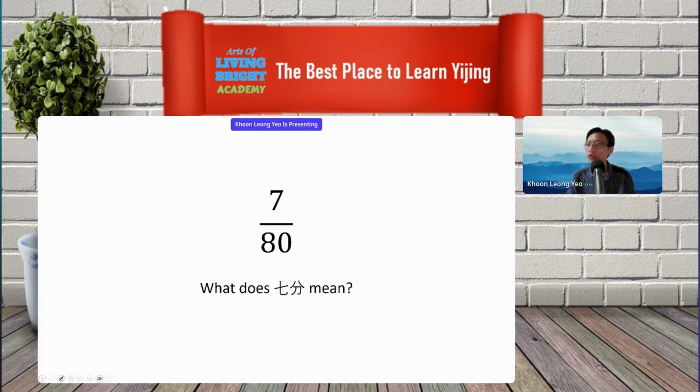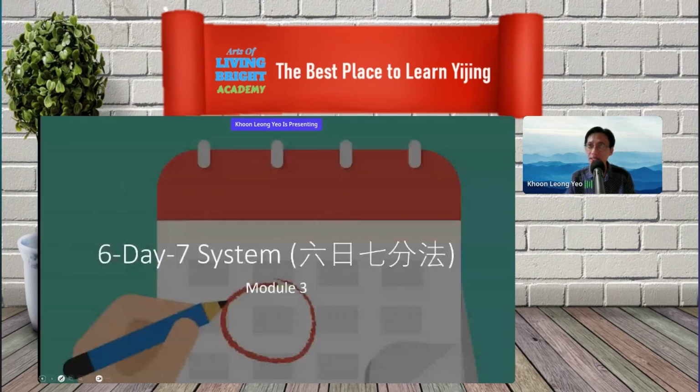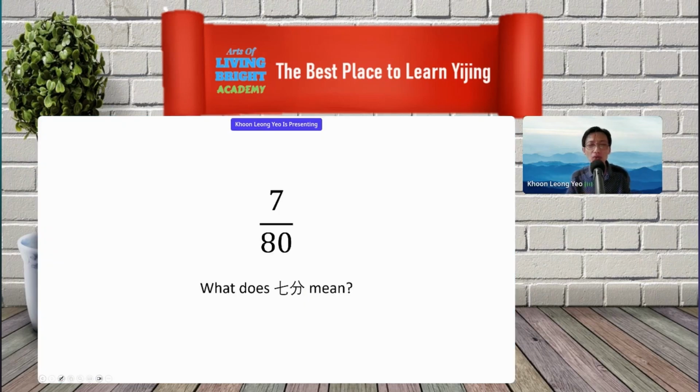Okay, let's move on to module 3. Module 3 is the 6 day 7 system, 六日七分法. You can go and Google. Now, 六日七分法, the 七分 means what? In Chinese metaphysics text, 七分 basically means 7 over 80. 7 divided by 80, you got the 七分.